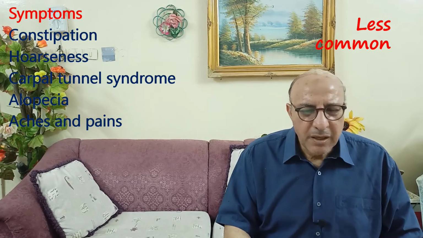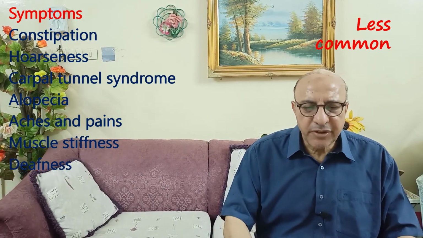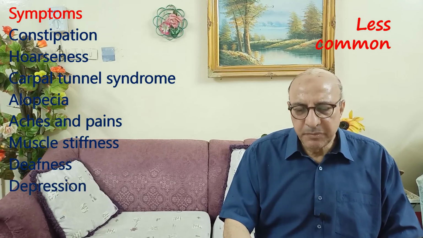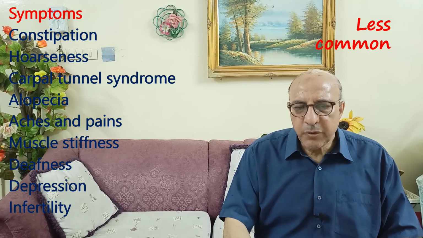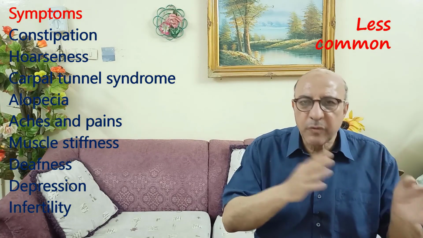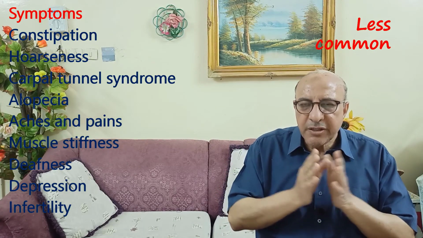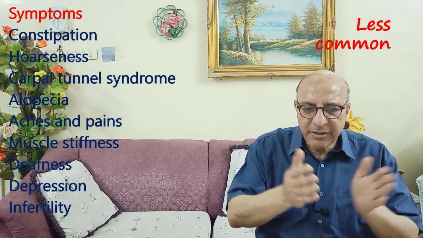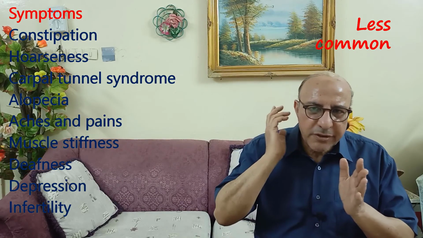Alopecia, generalized aches and pains, muscle stiffness, deafness, depression, infertility. Usually we see these symptoms in severe cases because most of them are related to deposition of mucopolysaccharides in different parts of the body. For example, the deafness here is due to precipitation of mucopolysaccharide over the ossicles of the middle ear.